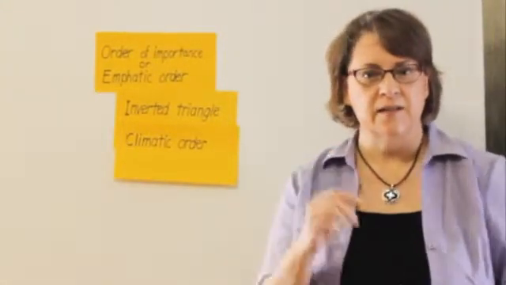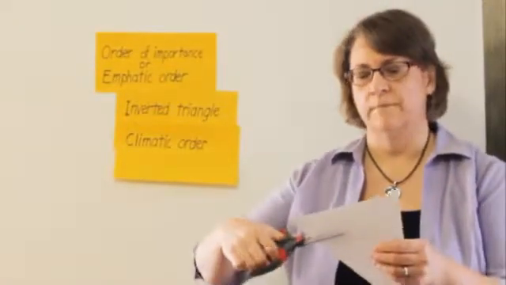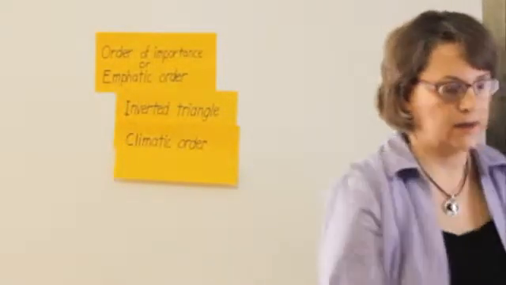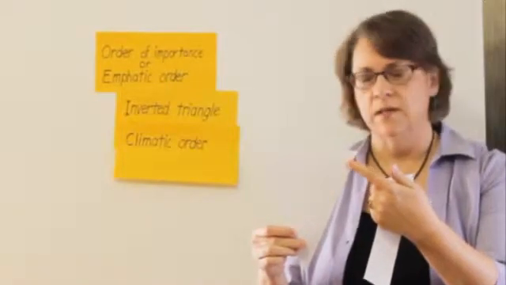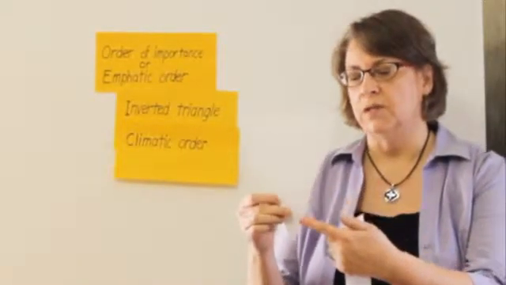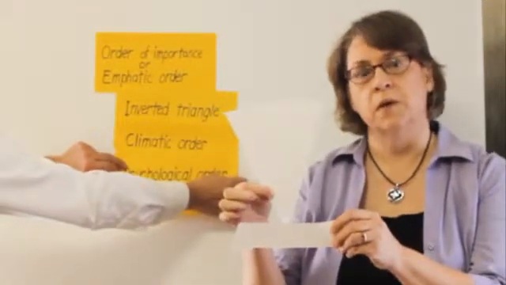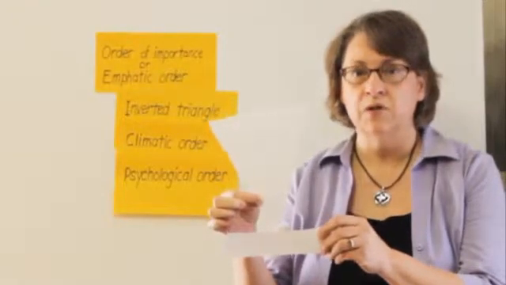The last in this order of importance family is the psychological order. And this is what it looks like. You begin with your second most important point and you move down through your points to your least, but then you end with a big bang. But most important is, and then you talk about your most important point.